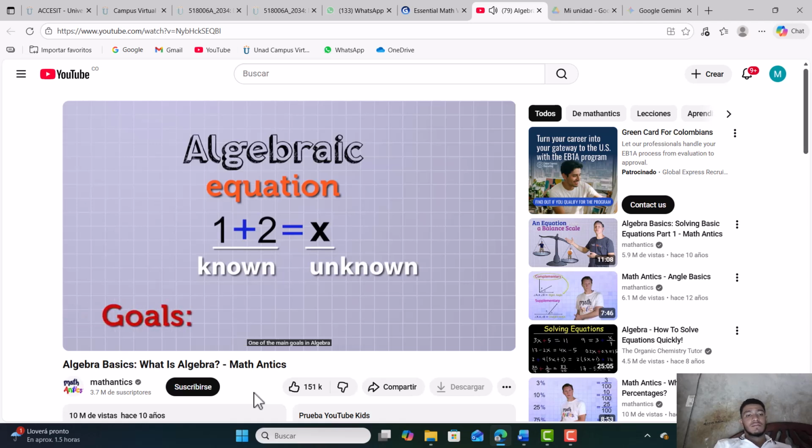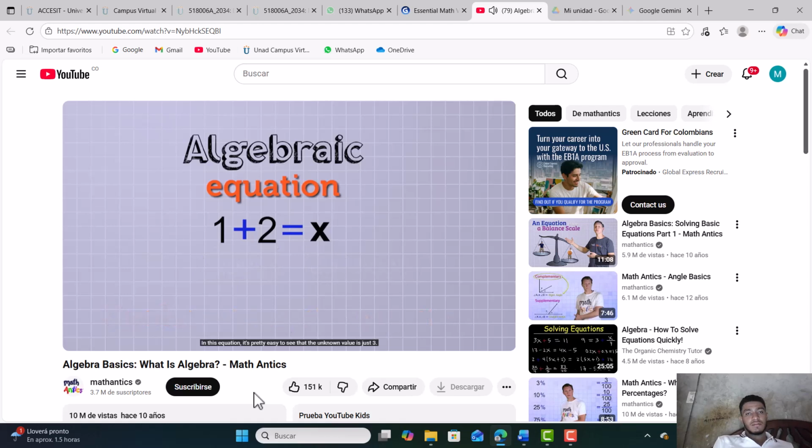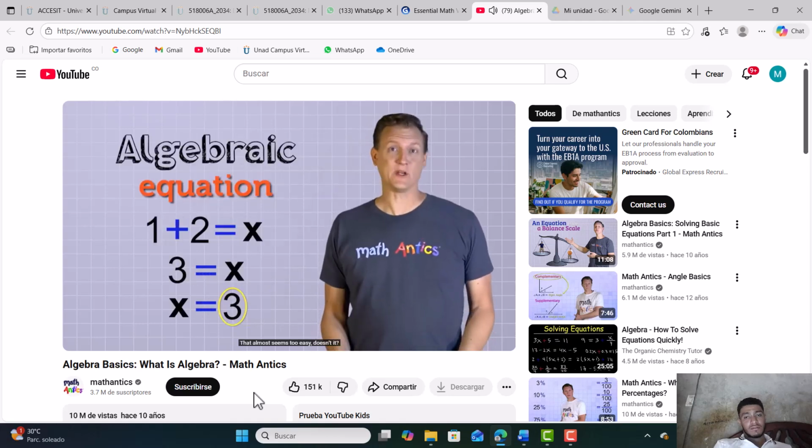One of the main goals in algebra is to figure out what the unknown values in equations are. And when you do that, it's called solving the equation. In this equation, it's pretty easy to see that the unknown value is just 3. All you have to do is actually add the 1 and 2 together on this side of the equation, and it turns into 3 equals x, which is the same as x equals 3. So now we know what x is. It's just 3. That almost seems too easy, doesn't it?